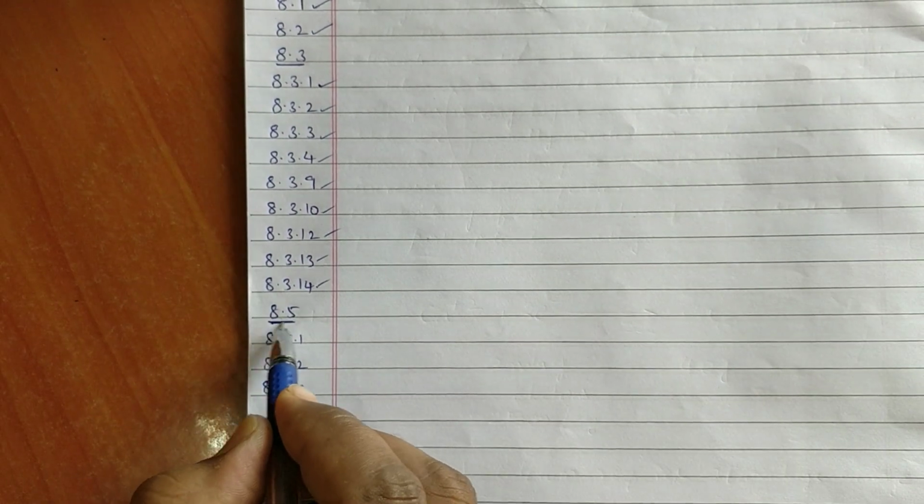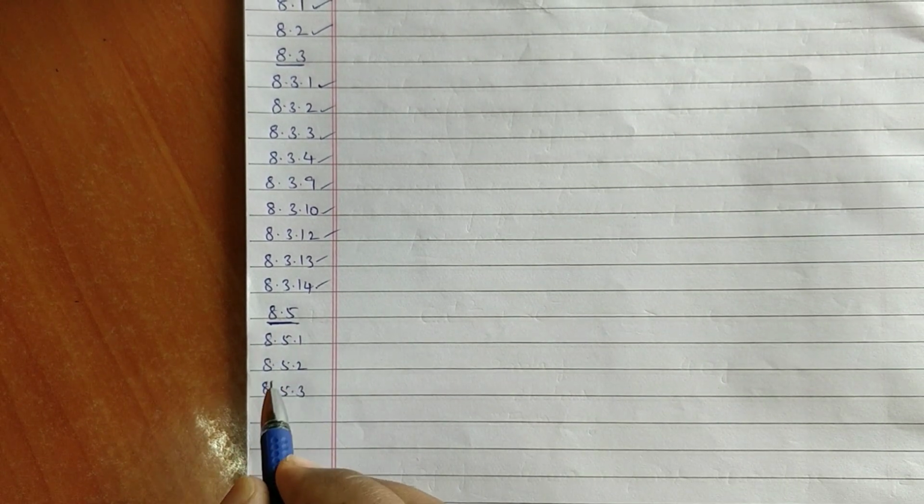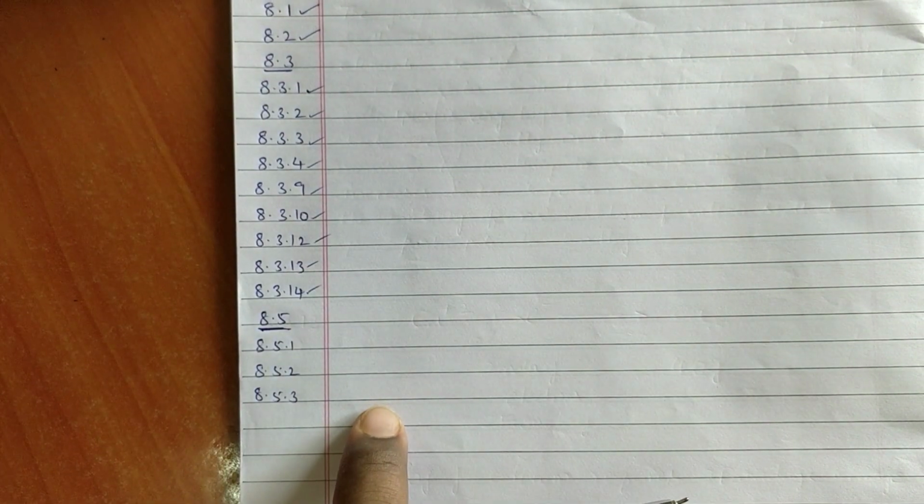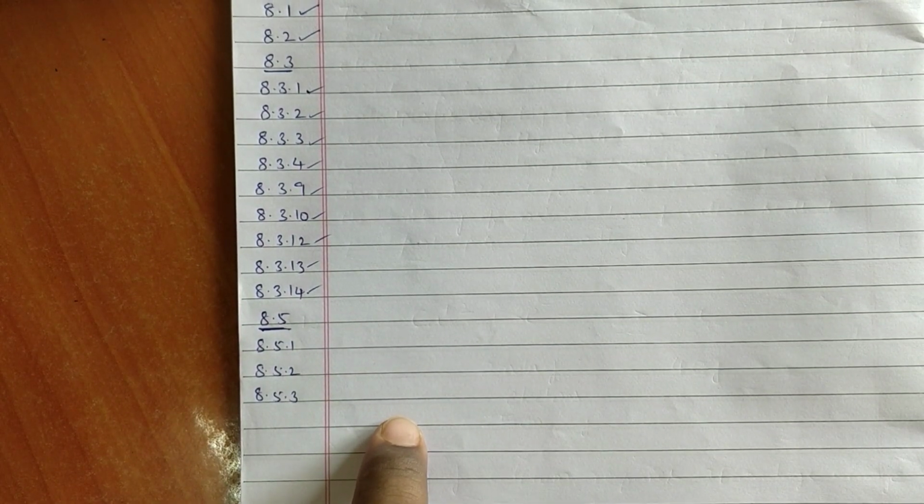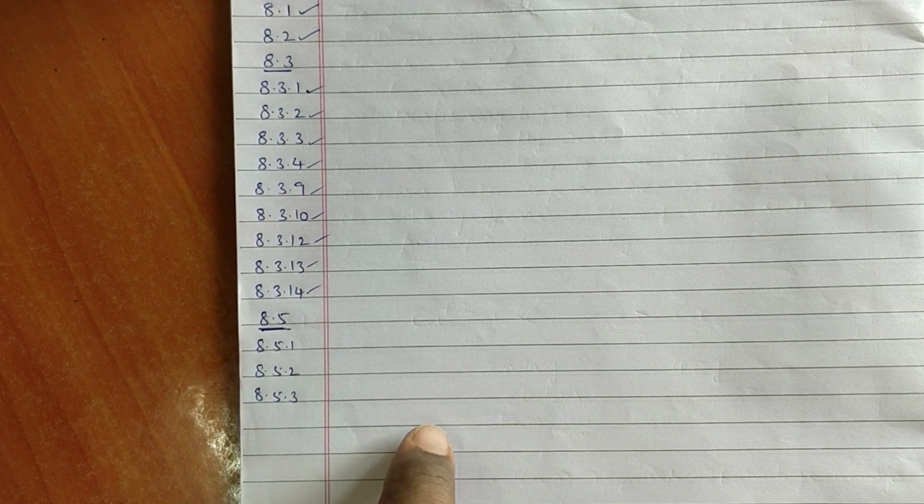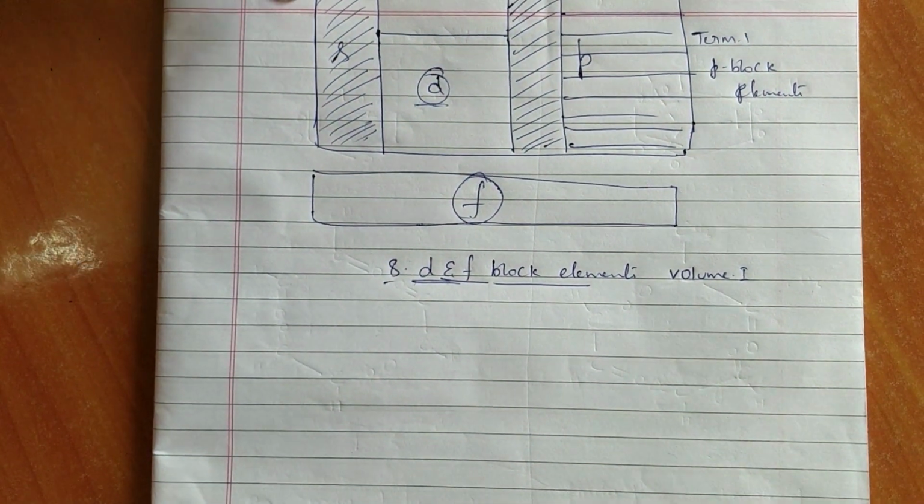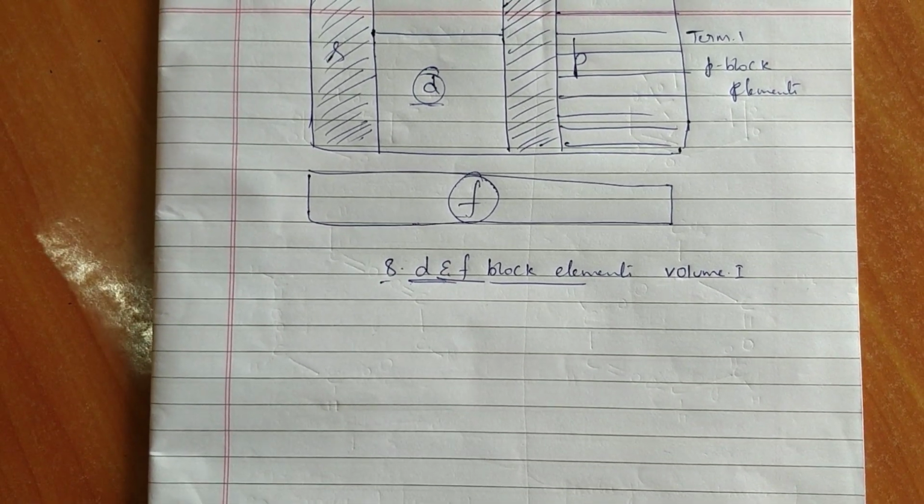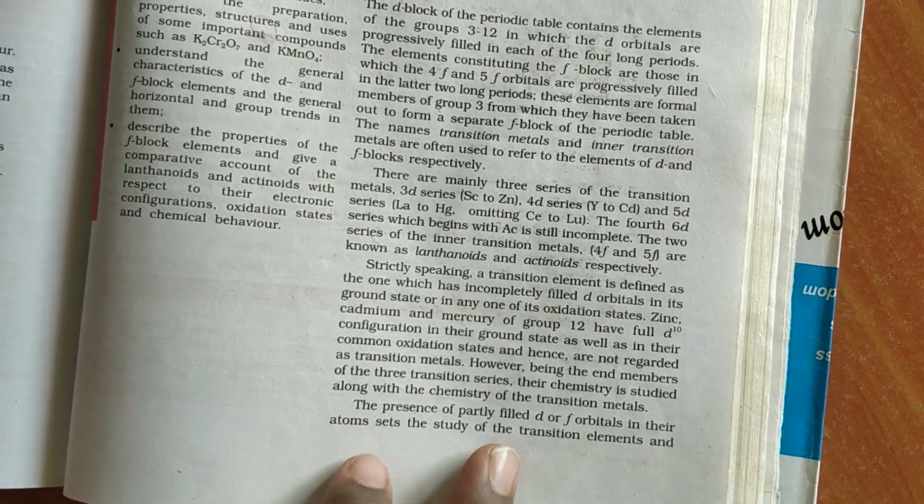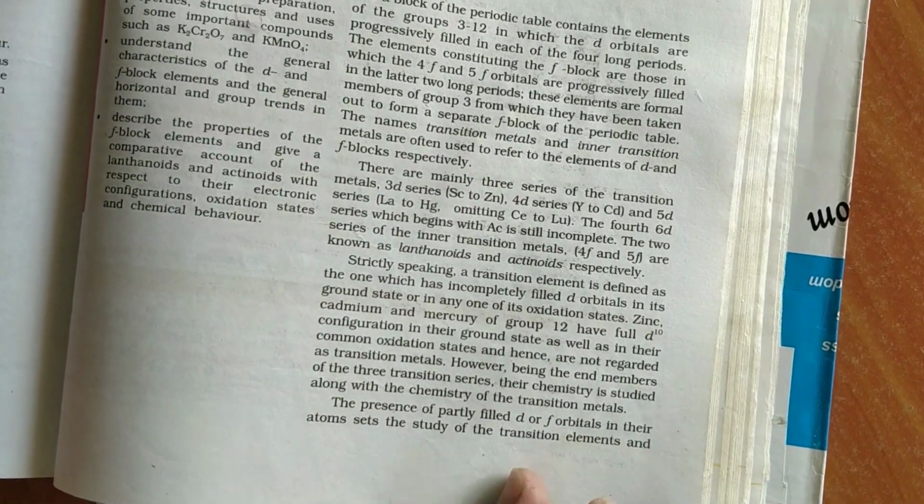Next, coming to 8.5. Under 8.5 we have 8.5.1, 8.5.2, 8.5.3. Now I have explained what concepts we have for term 2, and we are going to discuss these subtopics only. Are you okay? Now, in these subtopics, what are the topics related to D and F block elements? We will see now. We will go through the concept now. This is the introduction part of D and F block elements.